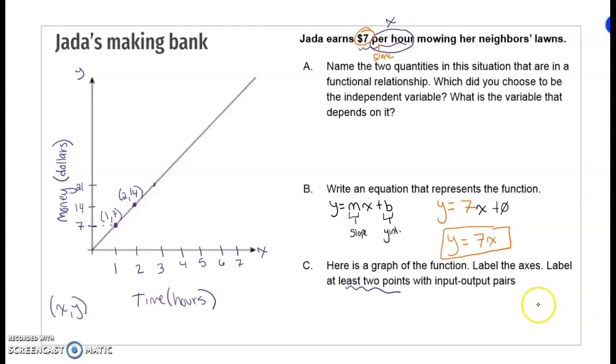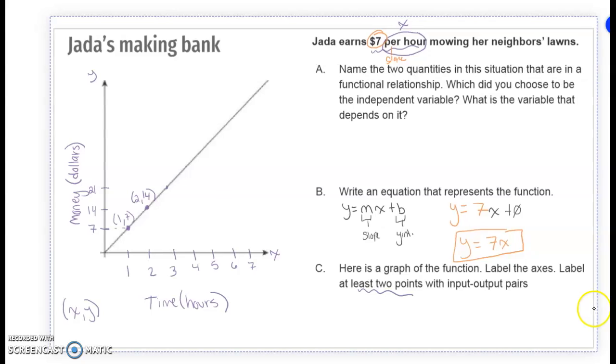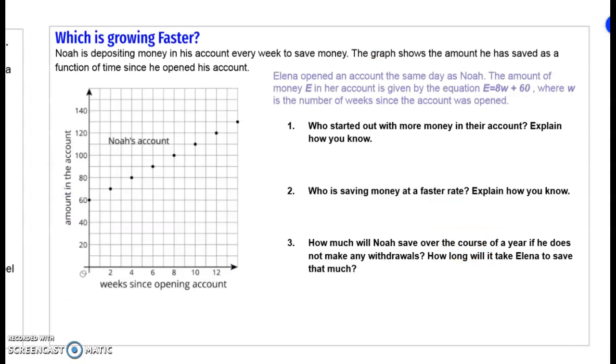Alright, so let's move on to our second one over here. It says, which is growing faster? So now we're going to compare. So Noah is depositing money in his account every week to save money. The graph shows the amount he has saved as a function of time since he opened his account. So remember, x-axis is always horizontal, y-axis is always vertical.